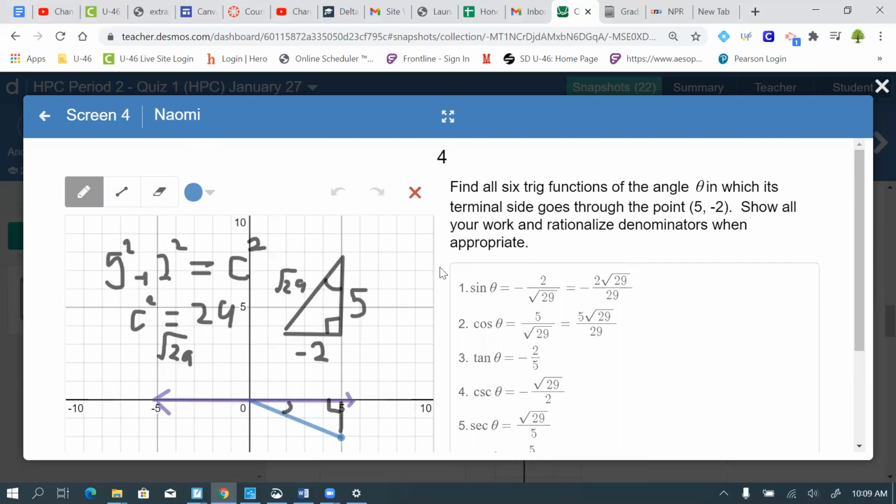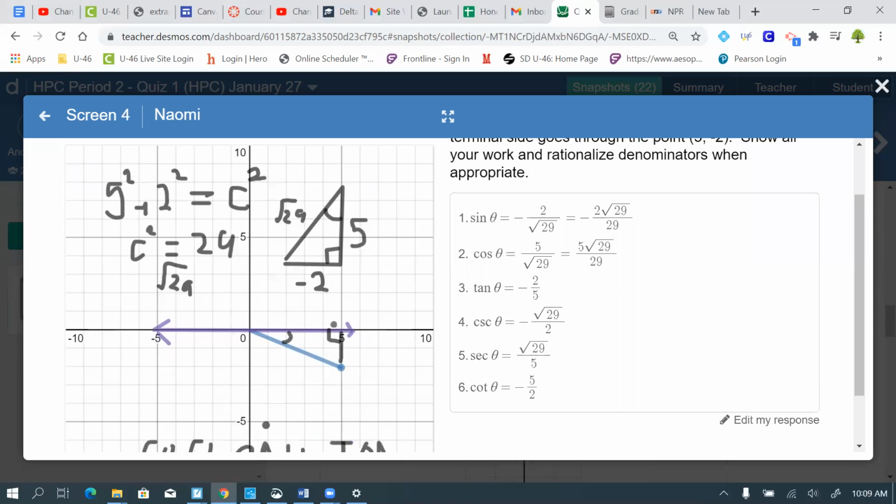Well, for Naomi, so let's see here. 5, -2 is this ordered pair right here. This is called the reference angle. The reference angle is adjacent to the x-axis and the terminal side.